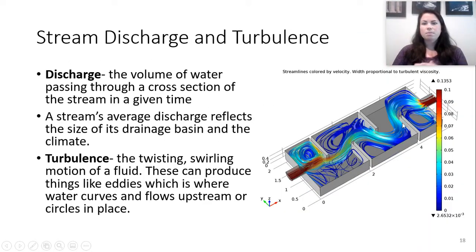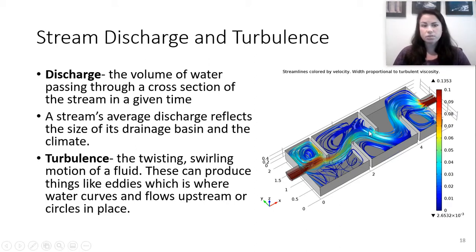So when we talk about stream discharge and turbulence, here are some vocabulary words that we might use to describe how the stream water moves. So discharge is the volume of water that passes through a cross-section of a stream in a given time. A stream's average discharge reflects the size of its drainage basin and the climate. So you would expect a lot more drainage if you have a lot more input, and the discharge is proportional to how big it is.